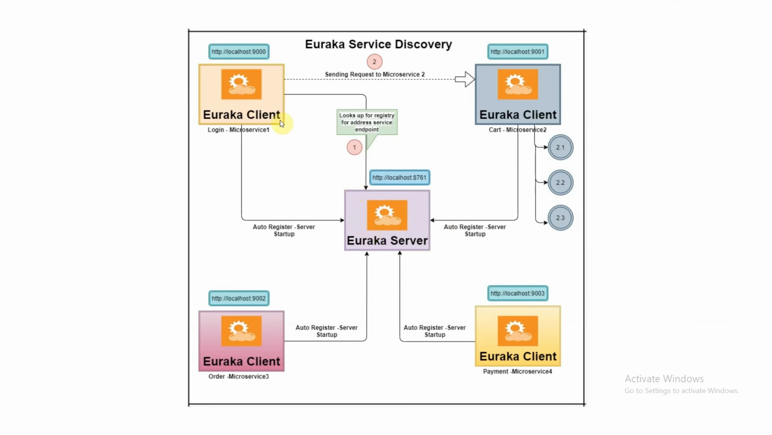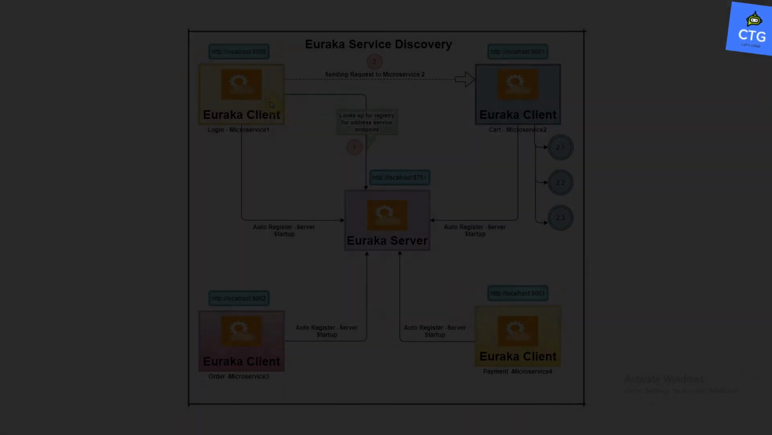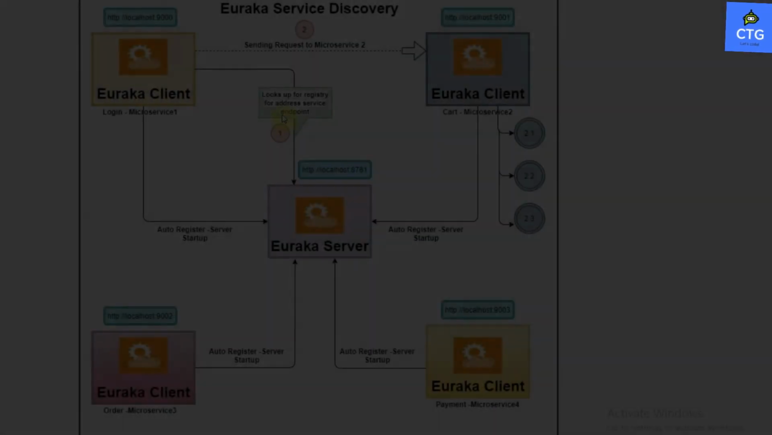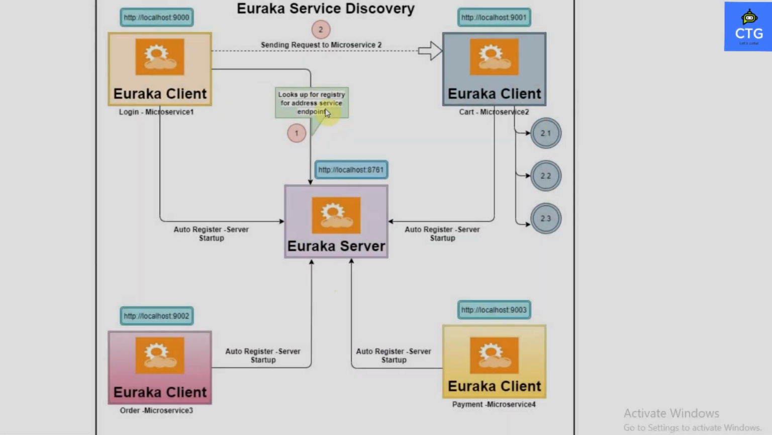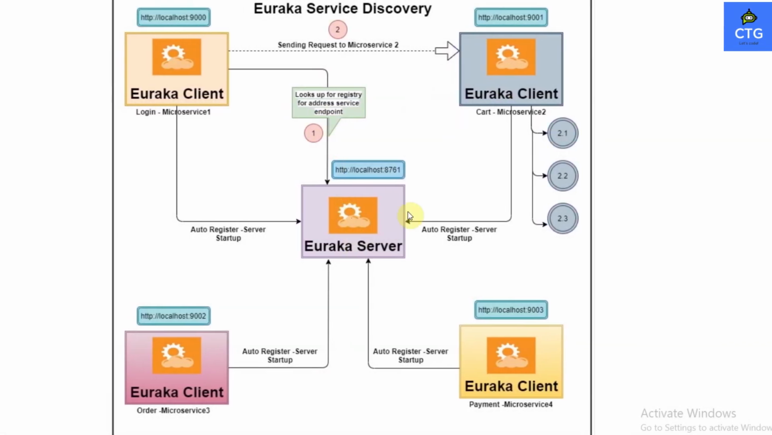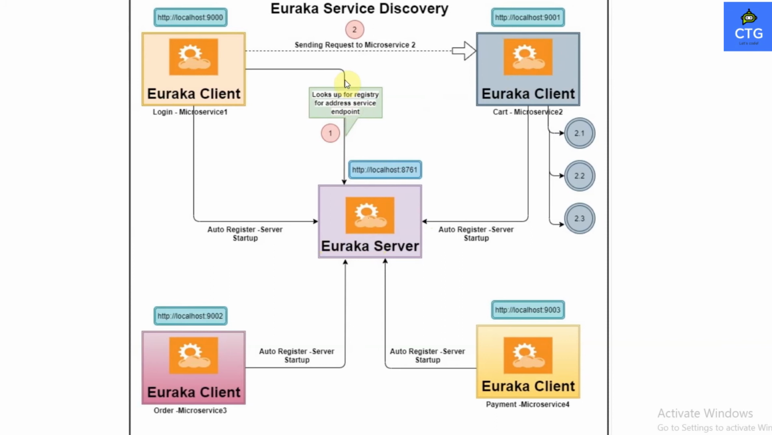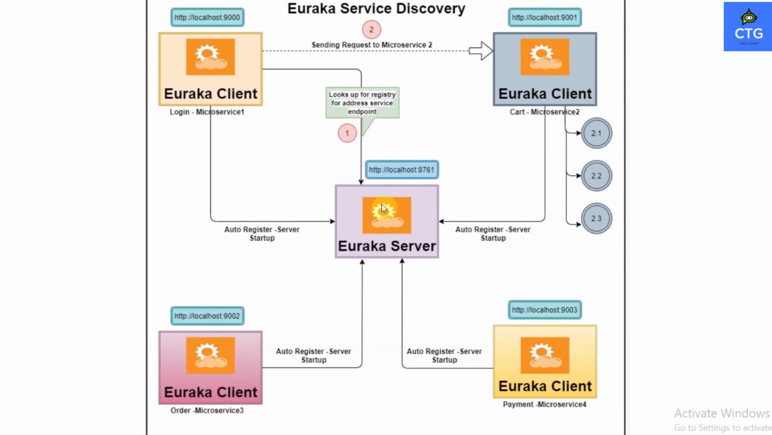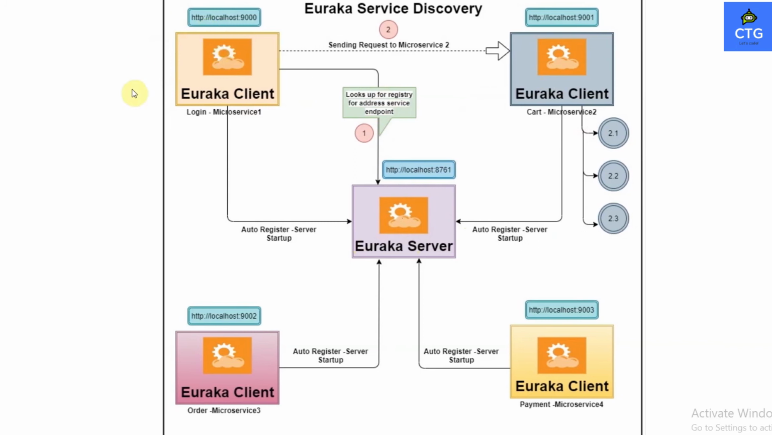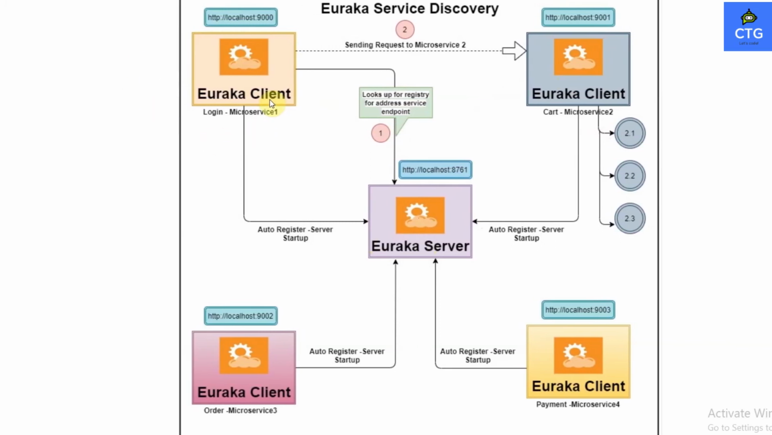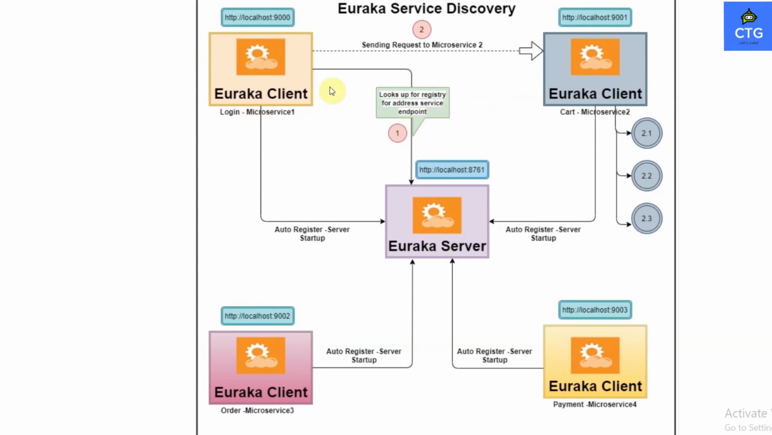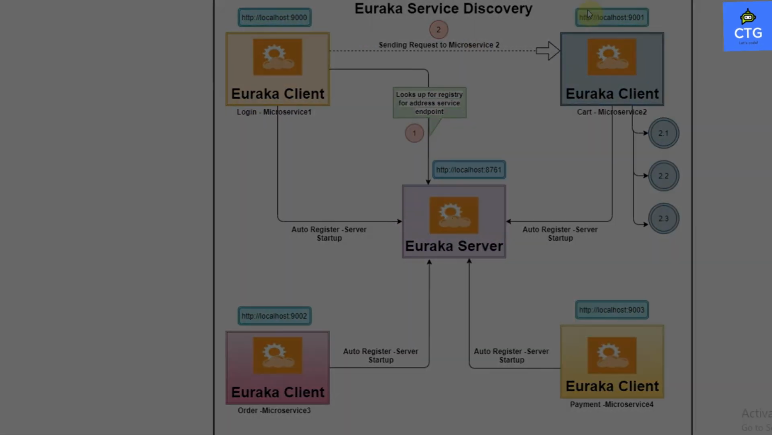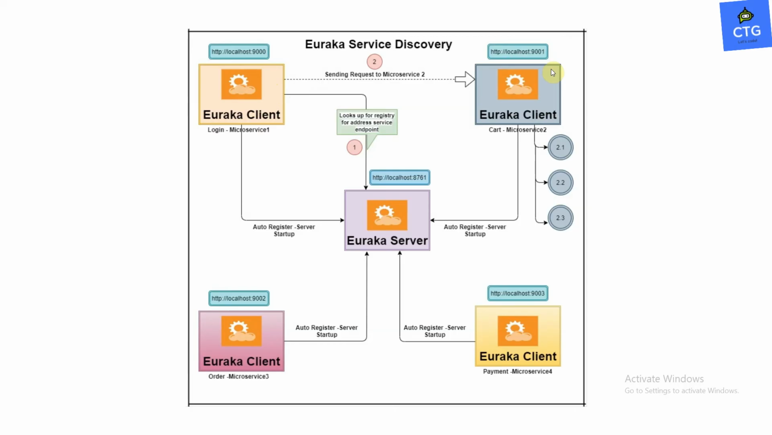Okay. Now, how will this Eureka client come to know about the other instances of this particular cart microservice? Whenever it is trying to send a request, it will send an internal lookup request to Eureka server for the respective service endpoint. Eureka server will provide the cart related microservice instances to the Eureka client. So the Eureka client will come to know how many instances of cart are available up and running at runtime, so that it will start sending requests to the cart microservice one by one using a load balancing method.